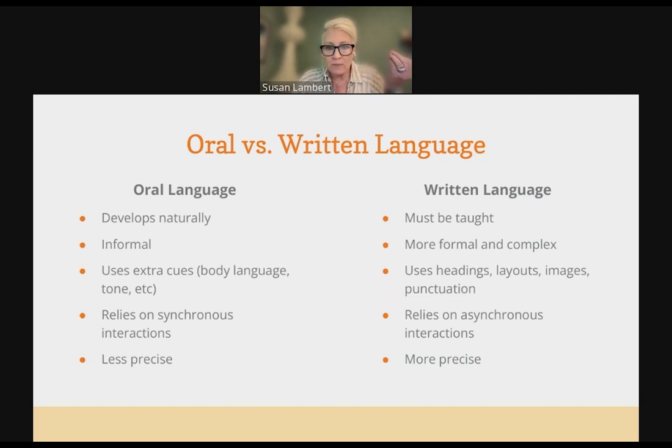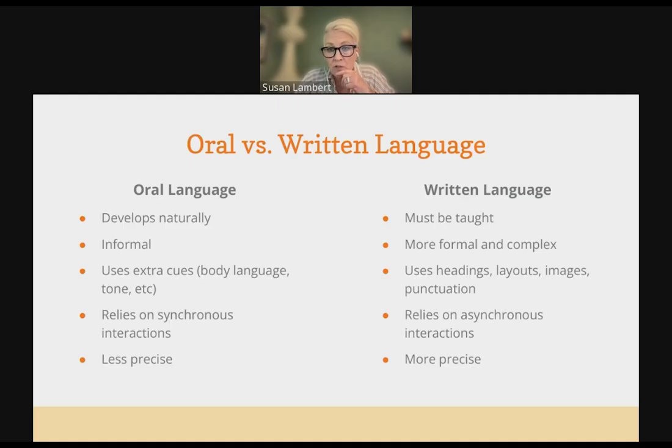Again, written language must be taught. Some say that writing is the greatest technology that was ever developed, but it's also a technology, right? It is not something that is universal, like we don't all write the same way. And so we have to be taught about how those sounds and words are represented in print.